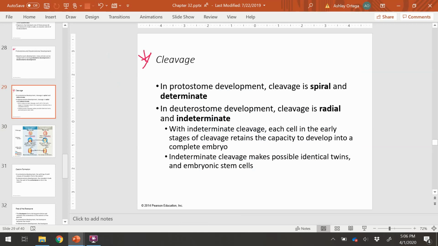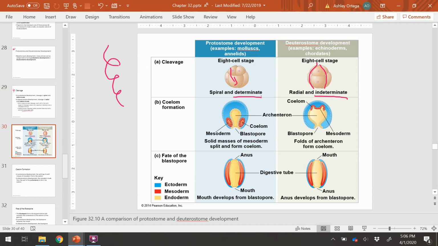And so here, just noting the indeterminate cleavage, each cell in the early stages of cleavage retains the capacity to develop into a complete embryo. And so that allows for identical twins. Embryonic stem cells can forever grow and divide in this way. Under lab conditions, they can keep embryonic stem cells basically forever.